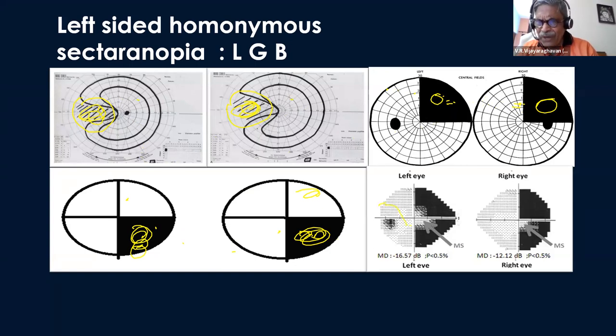Macular sparing is what occurs in occipital lesions. Everyone knows that. So right side homonymous, same area not seen by both eyes. The macula is getting spared. It is because of a left side occipital lesion in this case.